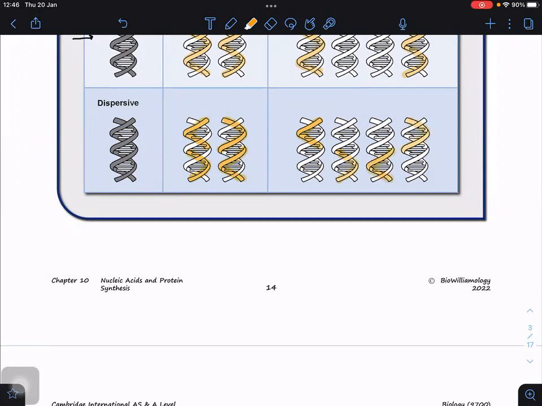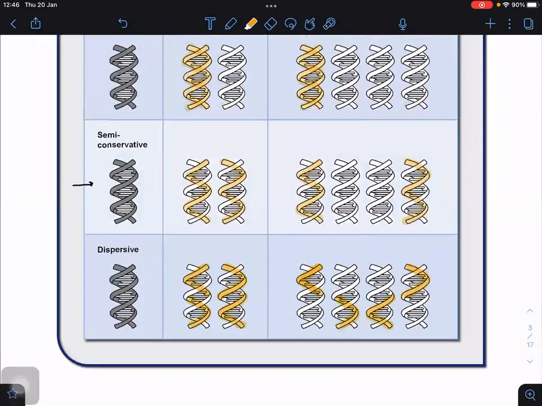So it means the original one is still there, and you want to shade it. White color is the newly synthesized one. So for the semi-conservative, you need to know. Semi-conservative.